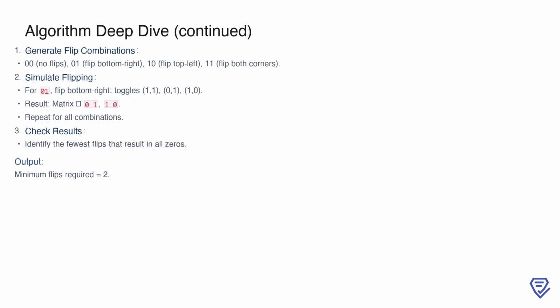We repeat this process for all combinations, checking the resulting matrix to see if it is entirely zeros. Among the combinations tested, the minimum number of flips required to achieve a zero matrix is 2. This example highlights how we systematically evaluate each possibility and track the minimum flips needed.